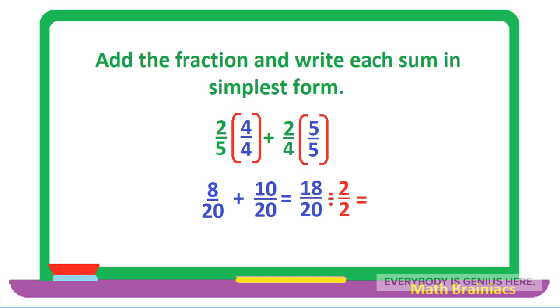Our answer has a common factor, so we can generate the simplest form by dividing the fraction by the common factor. Therefore, 18 over 20 divided by 2 over 2. 18 divided by 2 will give us 9, and 20 divided by 2 will give us 10. Accordingly, the simplest form of 18 over 20 is 9 over 10.